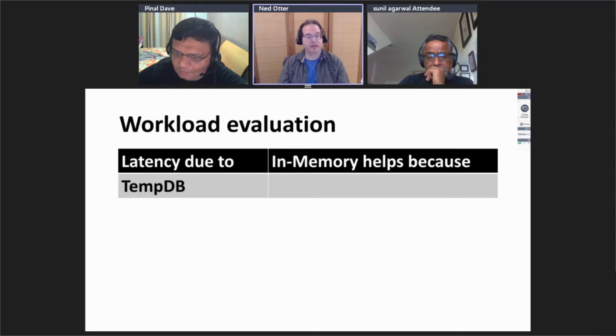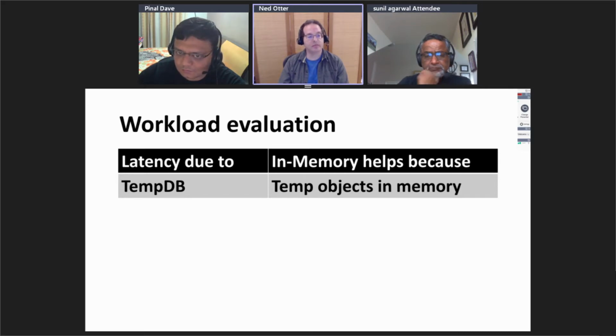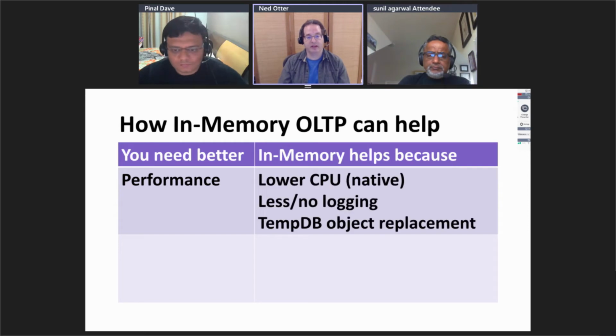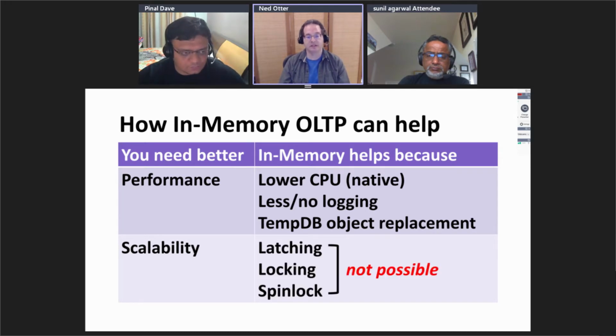And as we said before, if your latency is due to TempDB, then in-memory helps because these temporary objects can be purely memory resident. So just to sum up, if you need better performance, then in-memory can help because of these things. If you need to scale your workload or you're having scalability issues, then in-memory helps because of these things. So this is basically, you see, it's all about writing and not so much about reading.